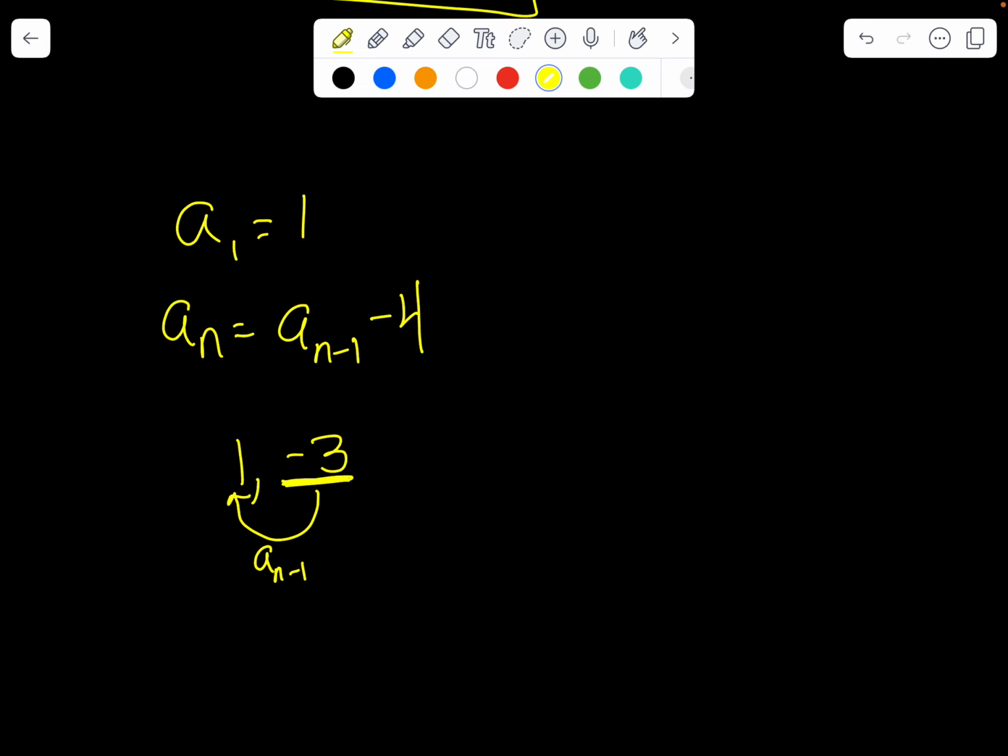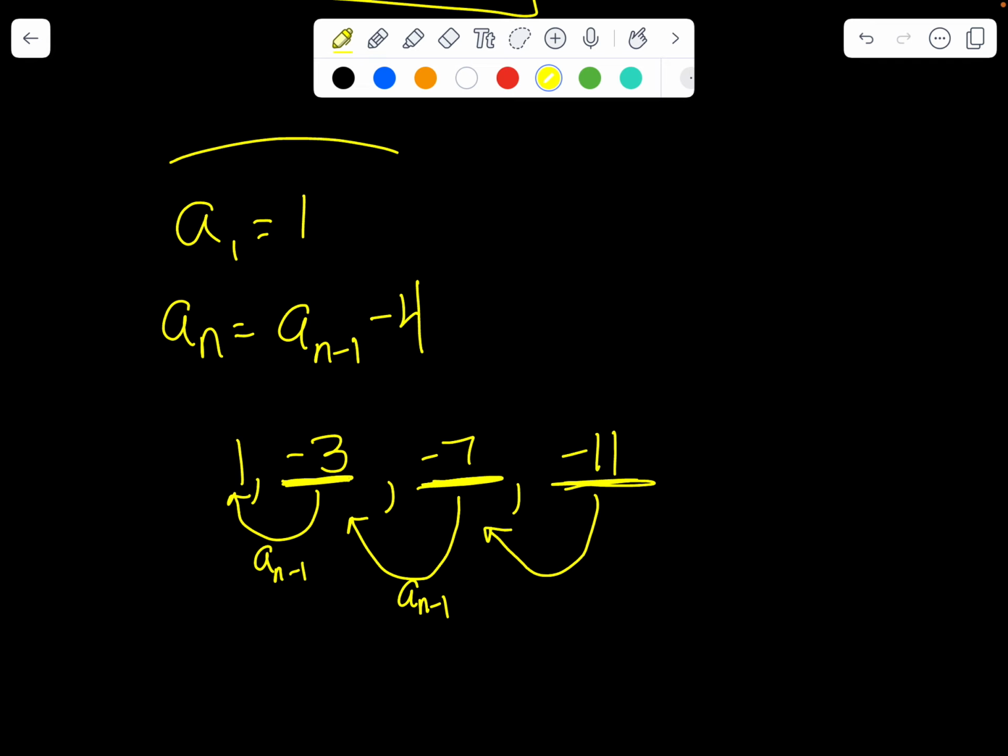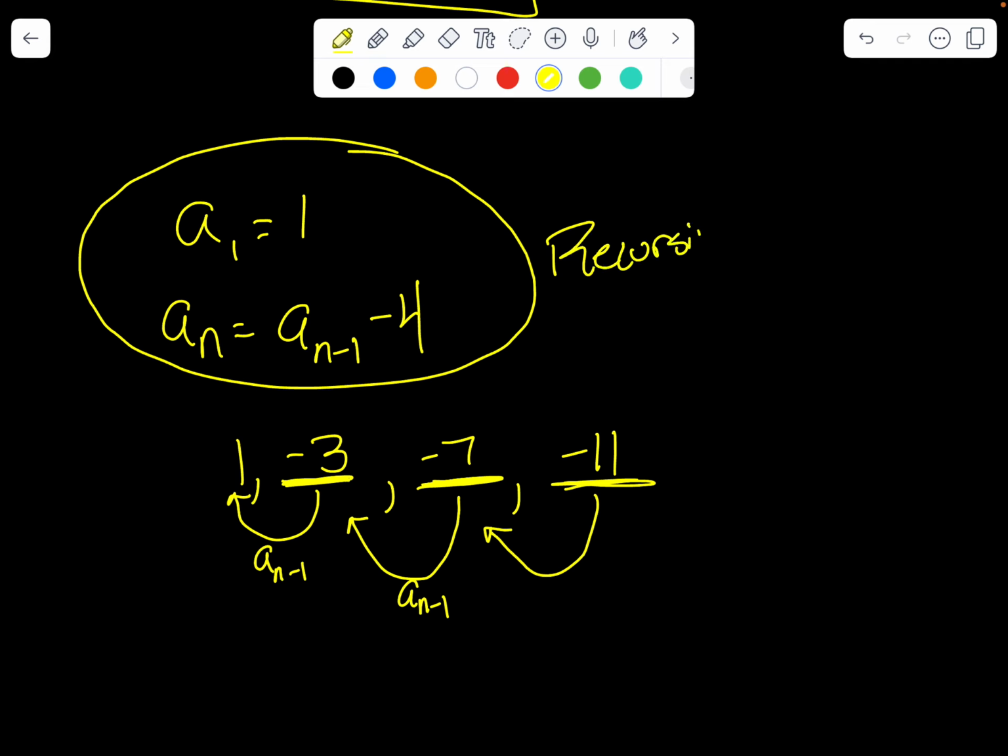So this would then be negative 3. To find this term, I need to go back 1. That's what a sub n minus 1 means, and subtract 4. So that would put me at negative 7. To find this term, go back 1, a sub n minus 1, and then subtract 4. That would be negative 11. So again, this is the recursive rule, and this would be listing terms based on that recursive rule.